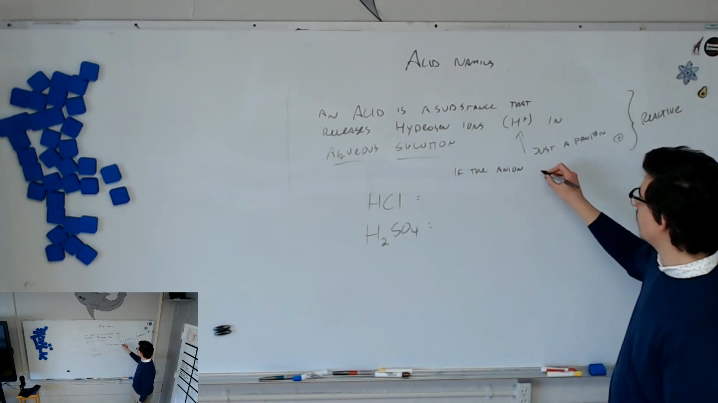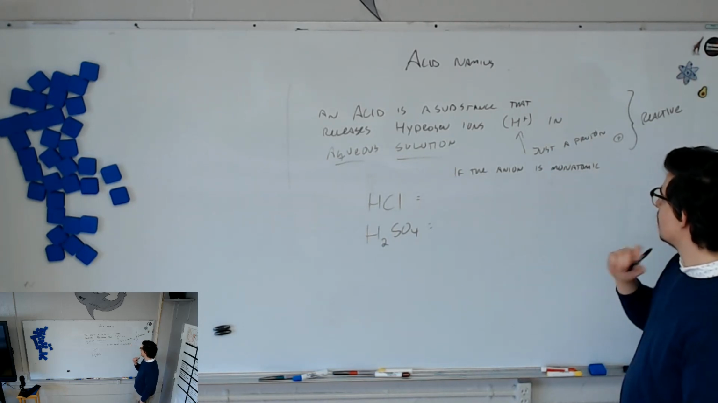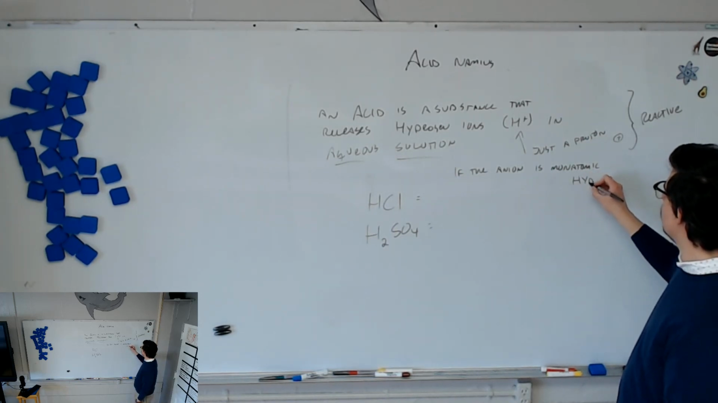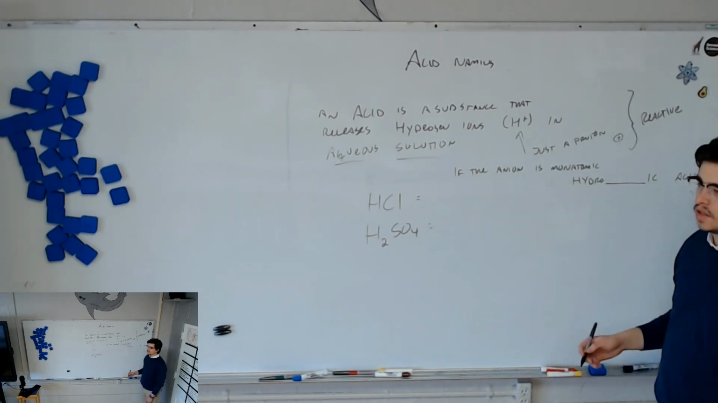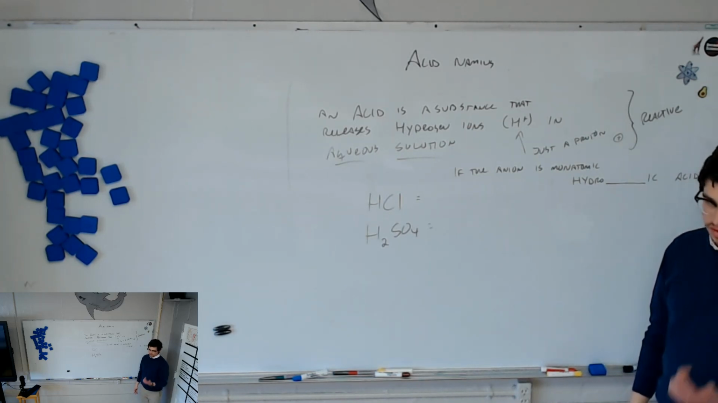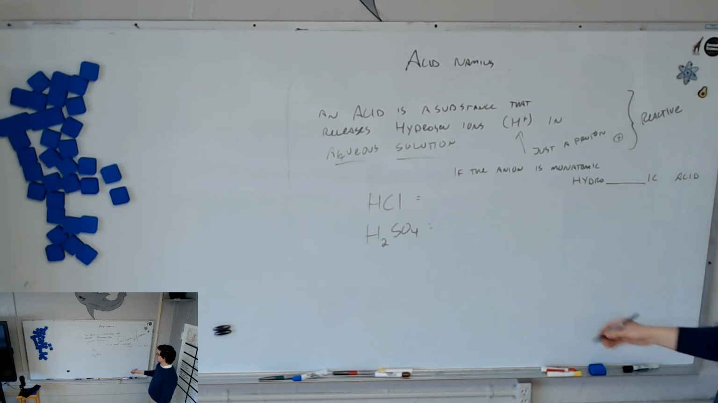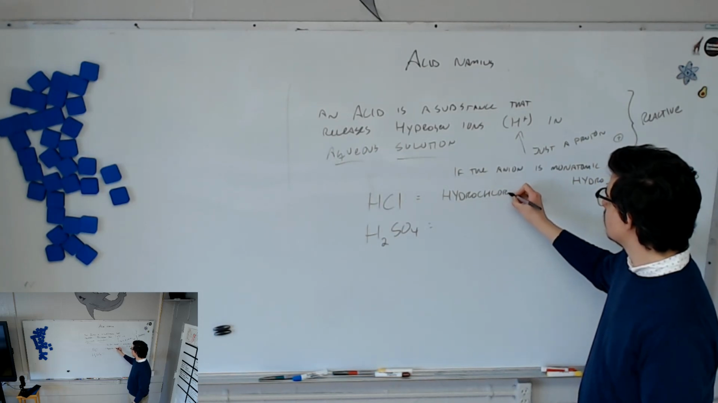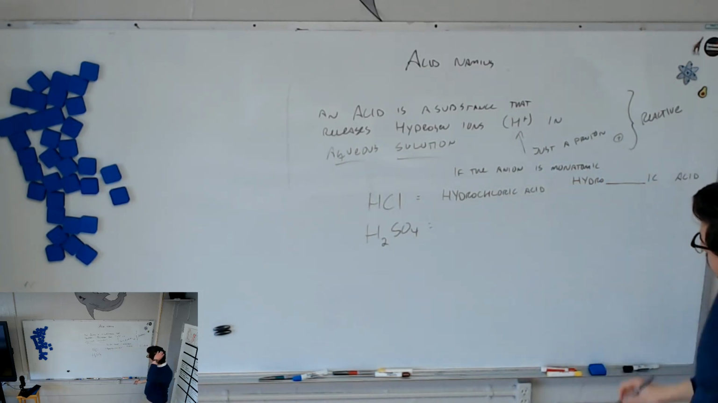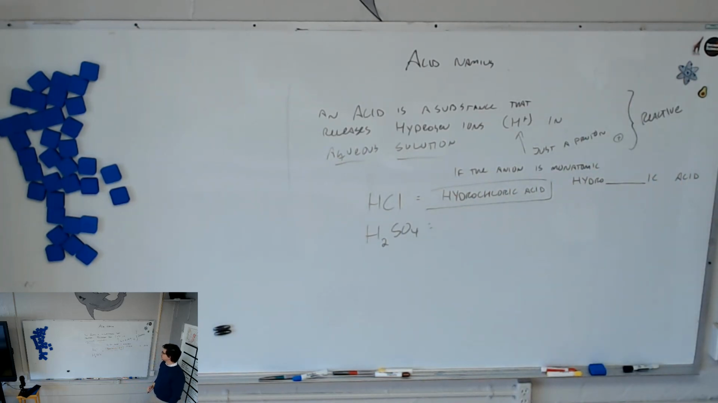So if the anion is monatomic, what does that mean? Only one atom. We name it hydro, whatever the atom is, ic acid. So this one becomes hydrochloric acid. Okay, I like that. That one's good. What if it isn't?